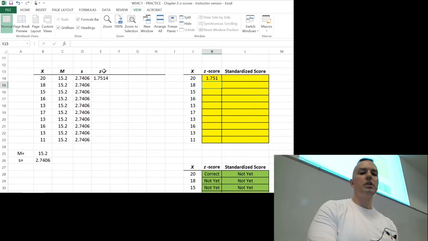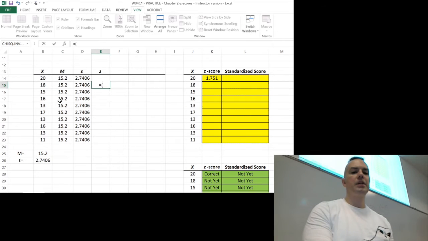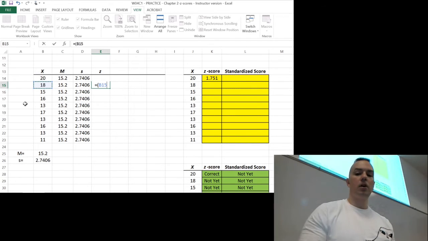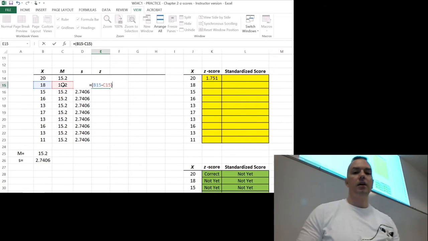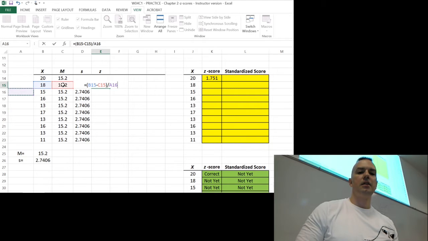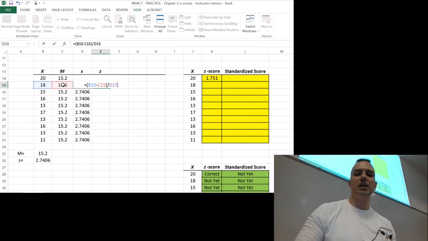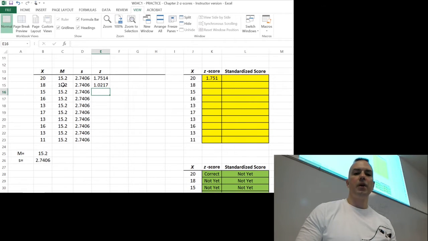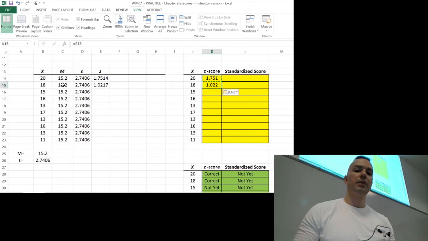So just one more time, just to show everyone, we go equals, open parentheses, highlight the raw score, minus, highlight the mean, that's the top part, that's the numerator, close those parentheses, and all of that divided by, and then use your arrow keys to get to that. You don't have to go the long way around, but just use the arrow keys to get to that standard deviation. Hit enter, and we have calculated the z-score for that one.